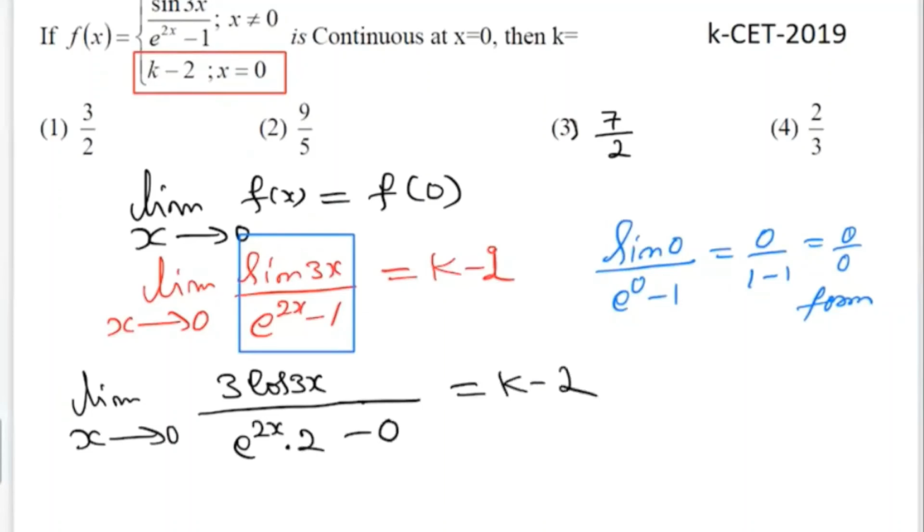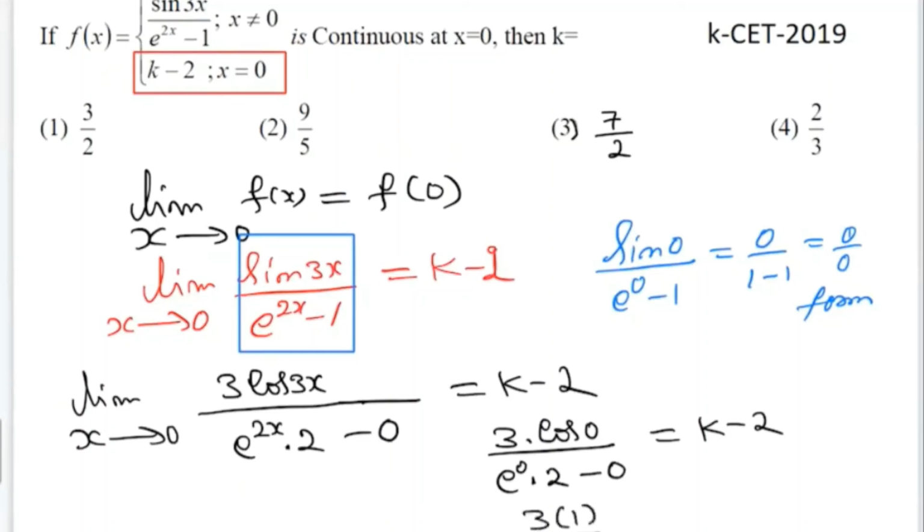Now replace x by 0. 3 times cos 0 upon e power 0 into 2 minus 0 equals k minus 2. Cos 0 is 1. So you get 3 into 1 upon 2 equals k minus 2. So that gives us k equal to 3 by 2 plus 2, which is 7 by 2. So the answer is the third option.